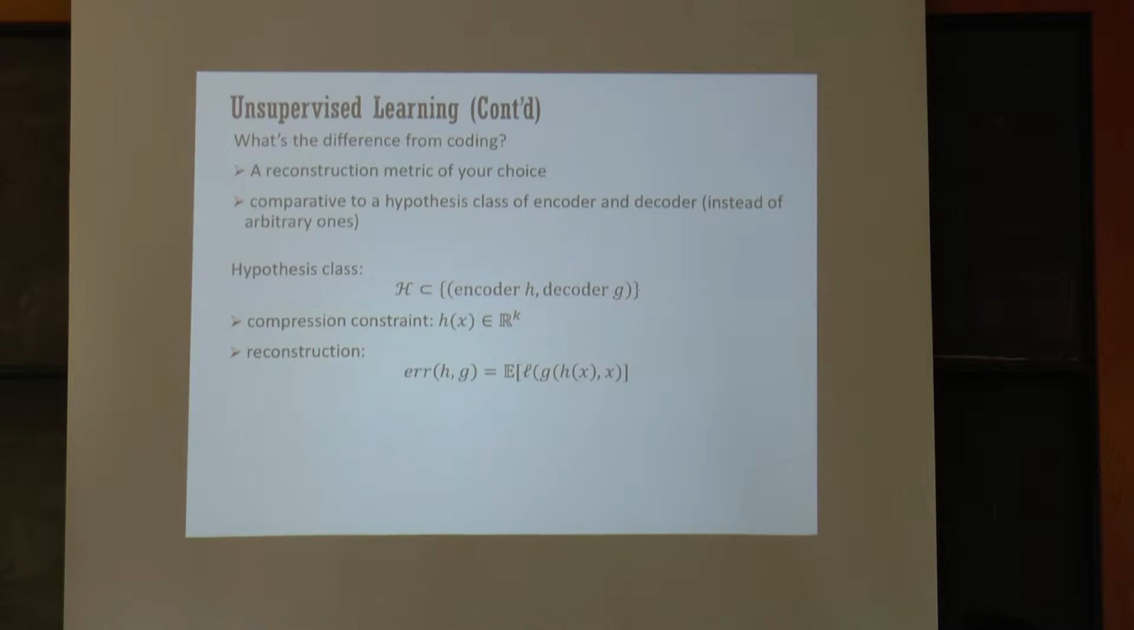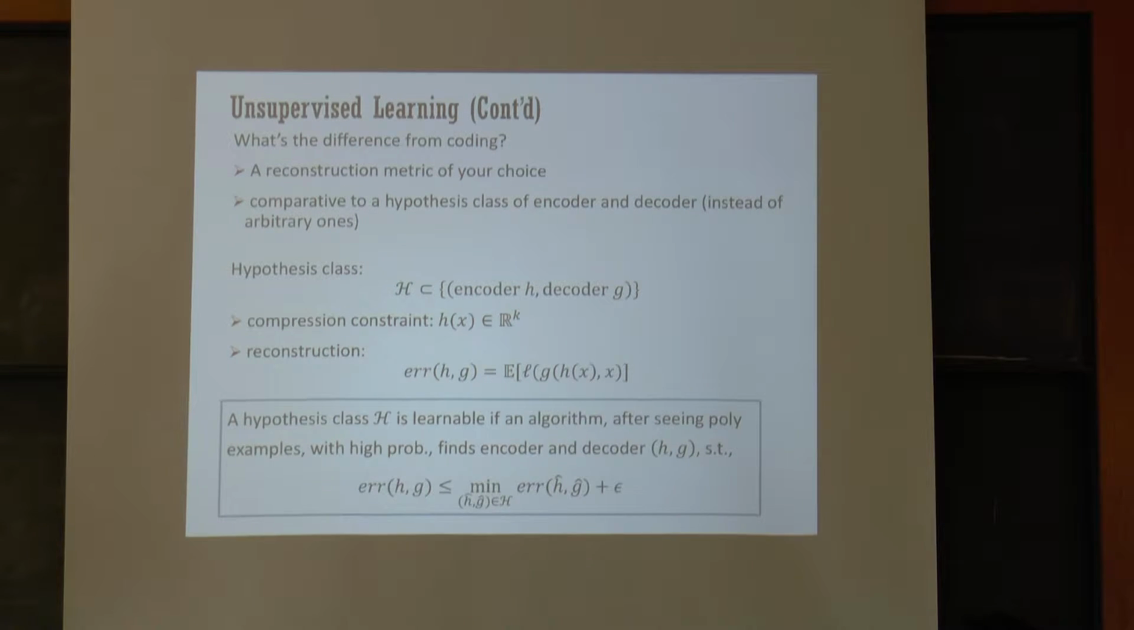We say, for simplicity, let's say we want the compression to be in dimension k, in Euclidean space. And we have some reconstruction, and the error is defined as the expected loss on every example, right? There's a loss function, which is the metric. And formally, we say a hypothesis class H is learnable if an algorithm, after seeing polynomial examples with high probability, finds an encoder and decoder such that the error is comparable to the best error among the decoders and encoders in this hypothesis class.